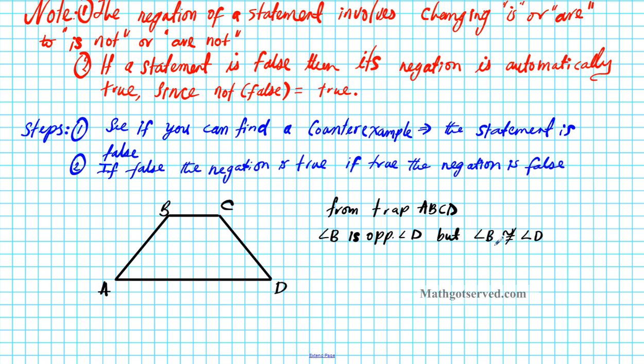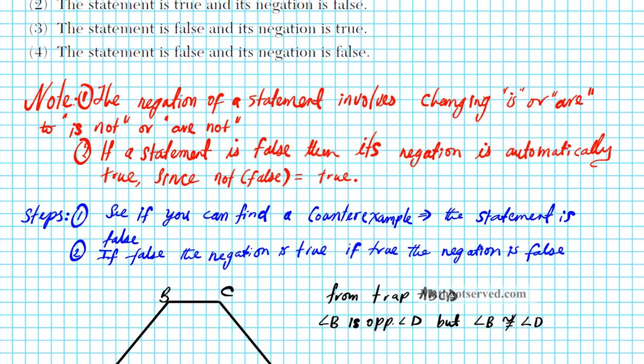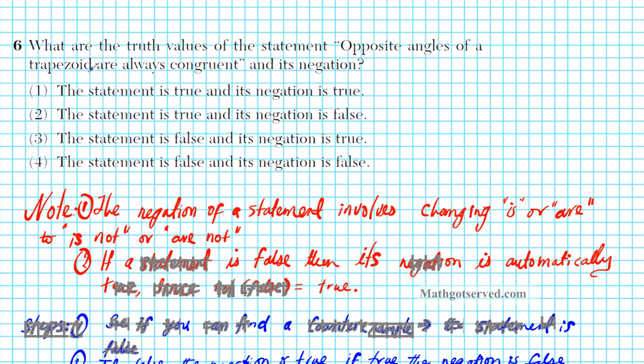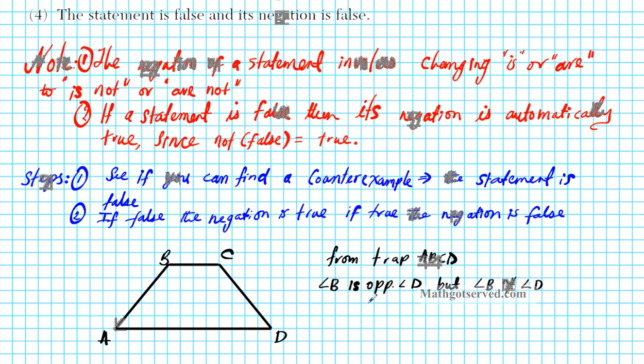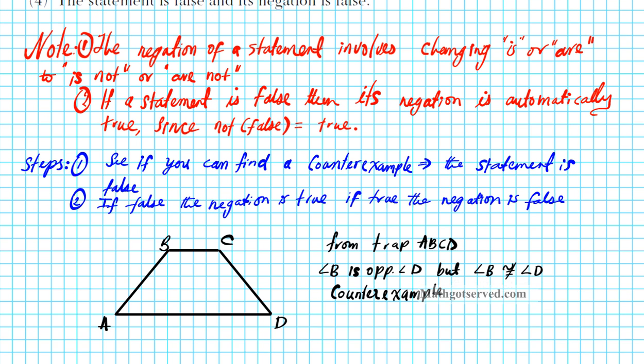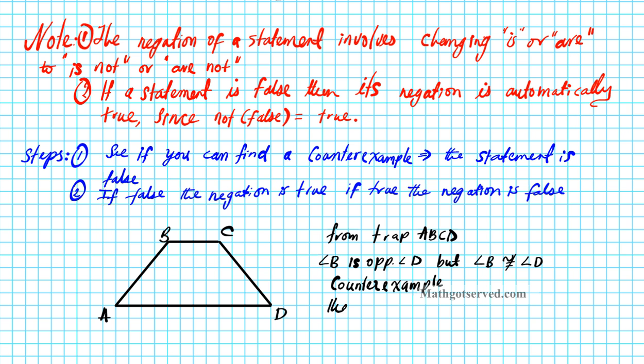What do we have here? We have a counterexample to the original statement, which says that opposite angles of a trapezoid are always congruent, that means all of them. Well, we have one case that's not. So this one case is a counterexample. And if you can produce a counterexample to a statement, then that automatically means that the statement is false. So the statement is false. That's all you need to do.